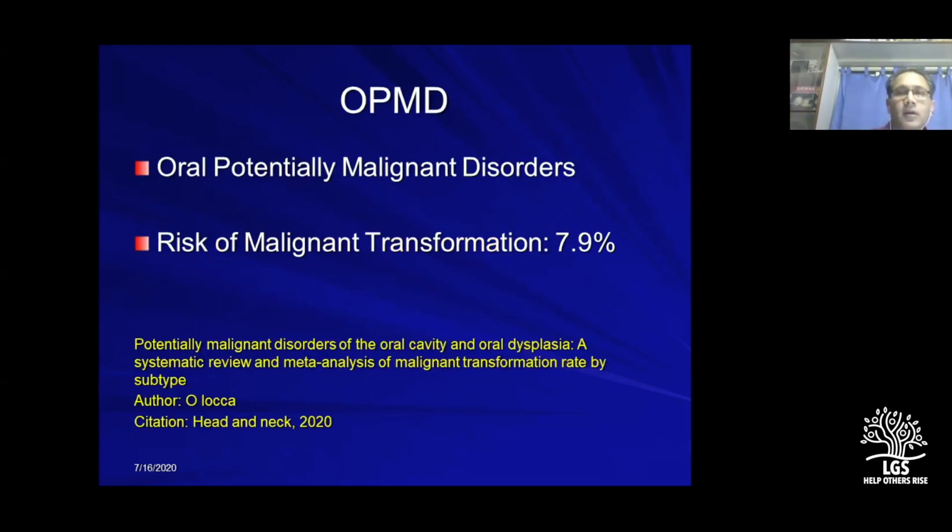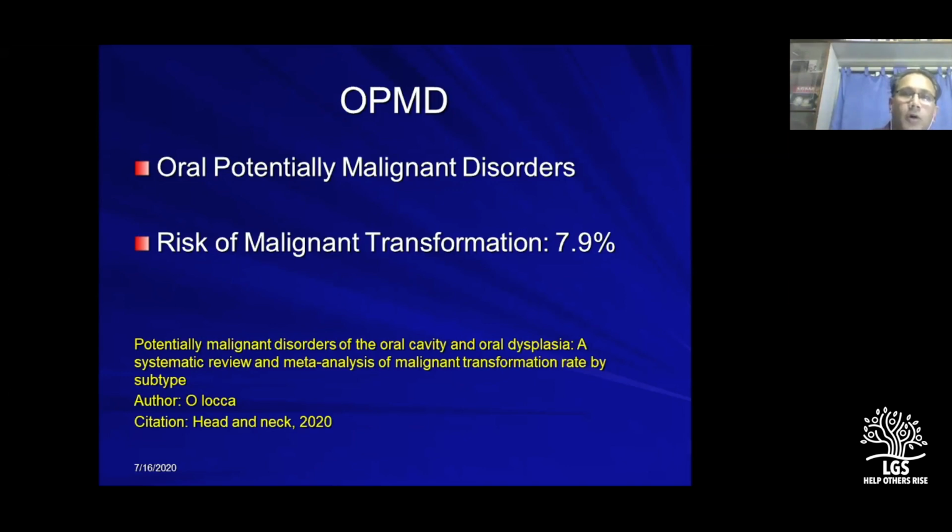Anybody who is really interested in understanding the terminology of oral potentially malignant disorders, I would recommend them to read the systematic review and meta-analysis by Eucas, which was published pretty recently in Head and Neck. And more importantly, from the clinician's perspective, although we have different terminologies, it is very important for us to understand the rate of malignant transformation for each of these lesions.